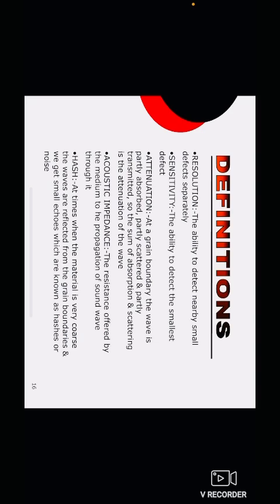Definitions. First one, resolution. It is the ability to detect nearby small defects separately, and sensitivity, the ability to detect the smallest defect. And third one, attenuation. At a grain boundary, the wave is partially absorbed, partially scattered, and partially transmitted. So the sum of absorption and scattering is the attenuation of the wave.